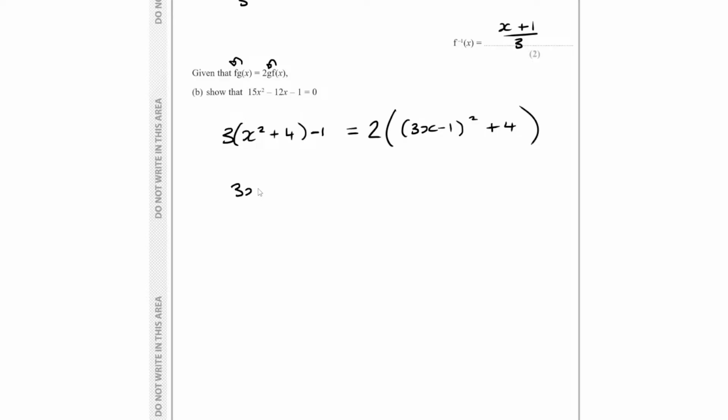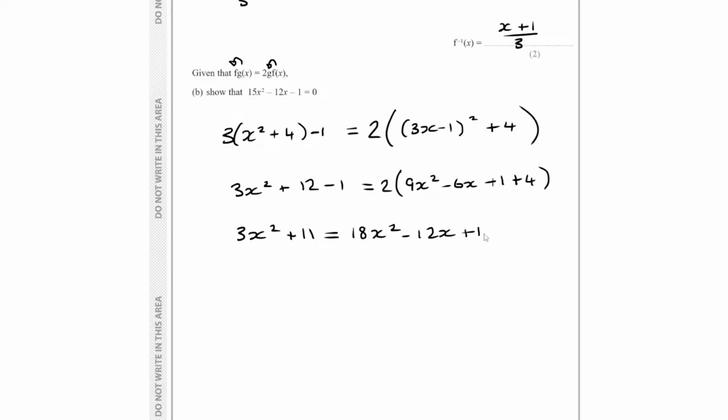So that would be 3x squared plus 12 minus 1, right? On that side. This side, I'm probably going to expand out the brackets here first. So that would be 9x squared. Remember, that's double brackets, not just 3x squared, not just minus 1 squared, it's double brackets. So that would be minus 6x plus 1. Be careful with your symbols there. And there is still that plus 4, isn't there? So that would give me 3x squared plus 11 on the left, and then obviously that would add up to make 5, but if I expand that, 18x squared minus 12x plus 10.